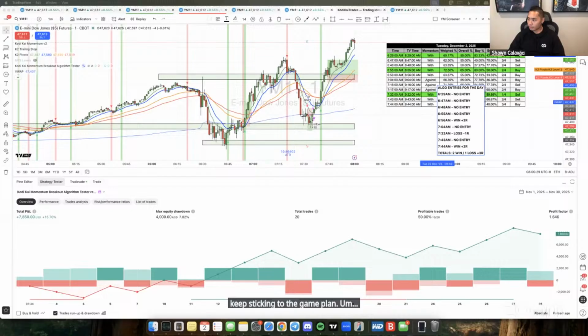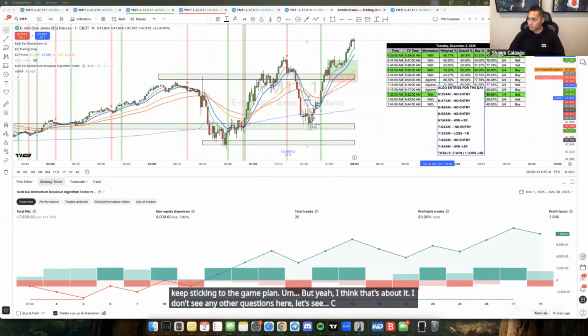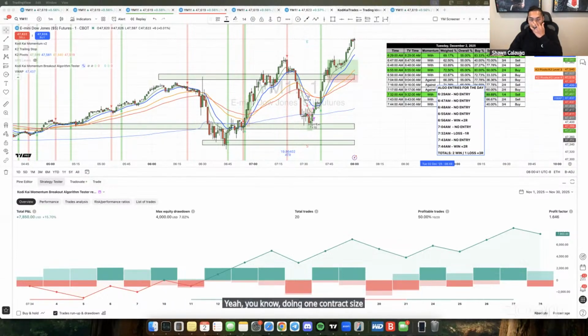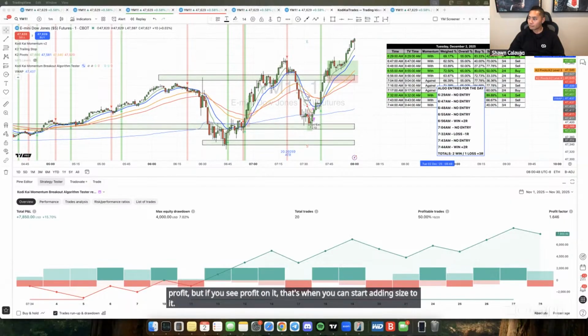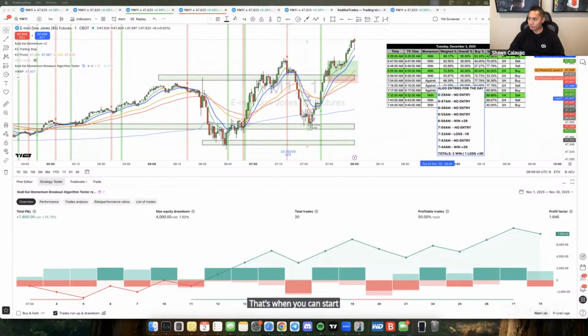But yeah, I think that's about it. I don't see any other questions here. Let's see. CJ said someone in the chat asked if the algo worked for a 25K account, and that's what inspired me to forward test it. Yeah, doing one contract size, you're not going to see a lot of profit, but if you see profit on it, that's when you can start adding size to it.